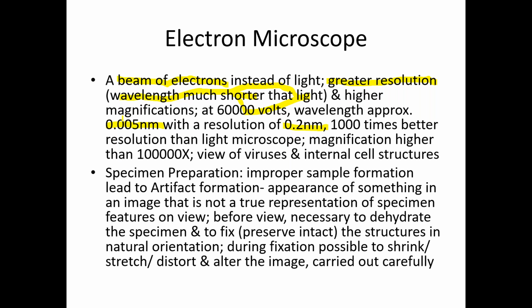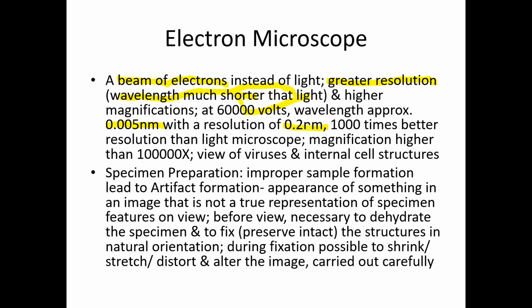Whereas in electron microscope at 60,000 volt, because high voltage of electricity is required to produce an electron beam. When we learn about the electron microscope, we will learn more. Fine. When we are continuing, you will learn more about that. So in electron microscope, the wavelength of electrons at 60,000 volt is approximately 0.005 nanometer. As a result, with a higher resolution of 0.2 nanometer, that is 1000 times better resolution than the light microscope. So when we are using electron microscope, our resolution will be 1000 times better.